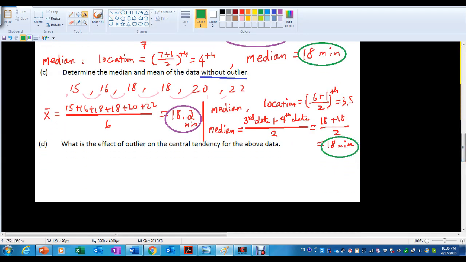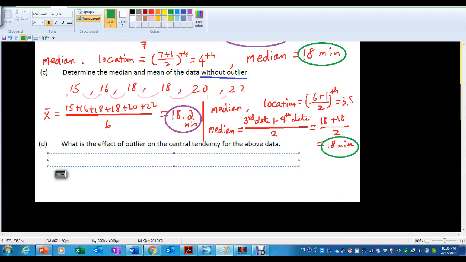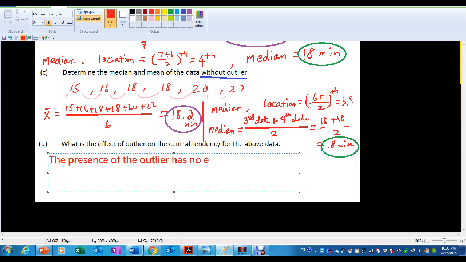Alright, so we can say: the presence of the outlier has no effects on the median, but it reduces the value of the mean.